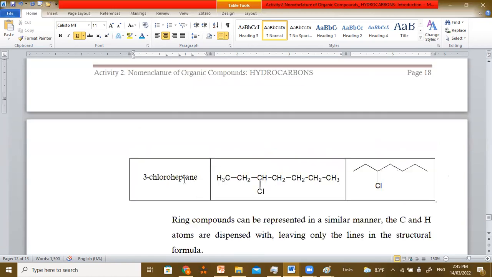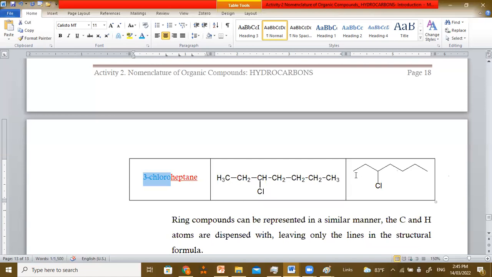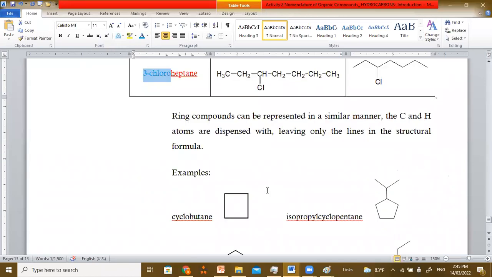3-chloroheptane. The parent chain is red, underline, the other one blue. So heptane, just zigzag 1, 2, 3, 4, 5, 6, 7, and on carbon 3 is chloro. It's very simple. Or you do this one: CH3, CH2, 7 carbons, and then on carbon 3 you have Cl, and then satisfy the hydrogens. Very simple.